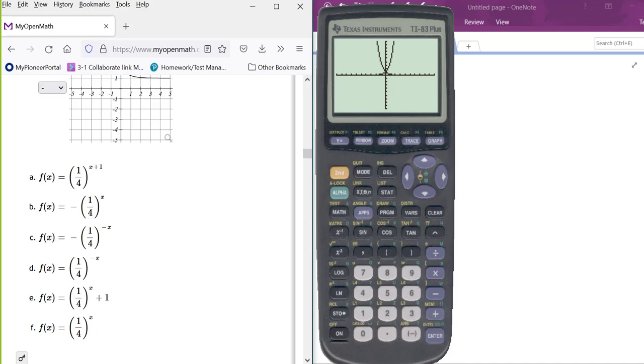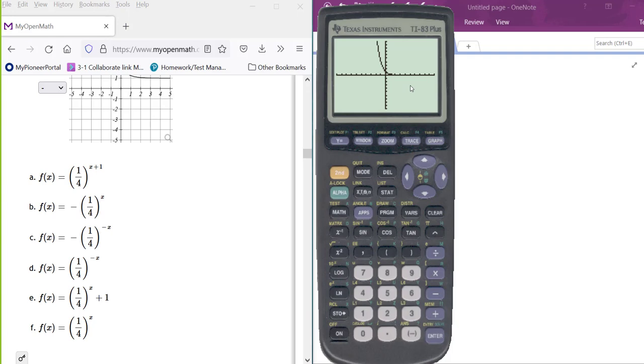Let's go on the calculator. And we'll clear these out. And we'll use parentheses to get our whole fraction in there. 1 divided by 4. And we are going to the x power. And graph. Right, and so this is what it looks like.